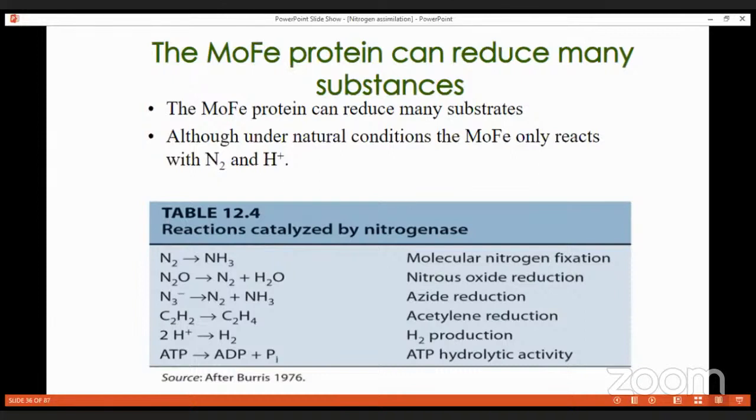So the MoFe protein is quite a capable unit for doing different chemical reactions. But as we have said earlier, a single unit, either the Fe protein unit or the MoFe protein unit, is not catalytically active. So it requires both the Fe protein unit and the MoFe protein unit. The Fe protein unit activates the MoFe protein unit for its function, for doing the biological nitrogen fixation.